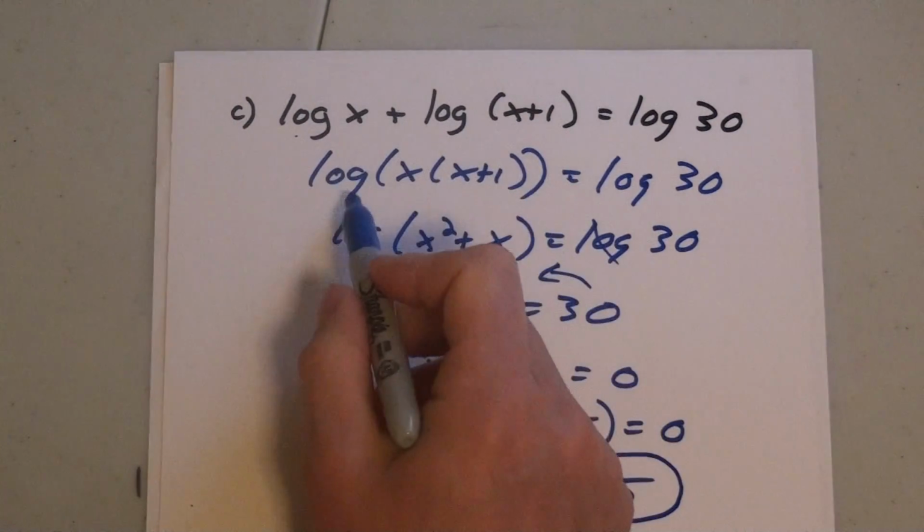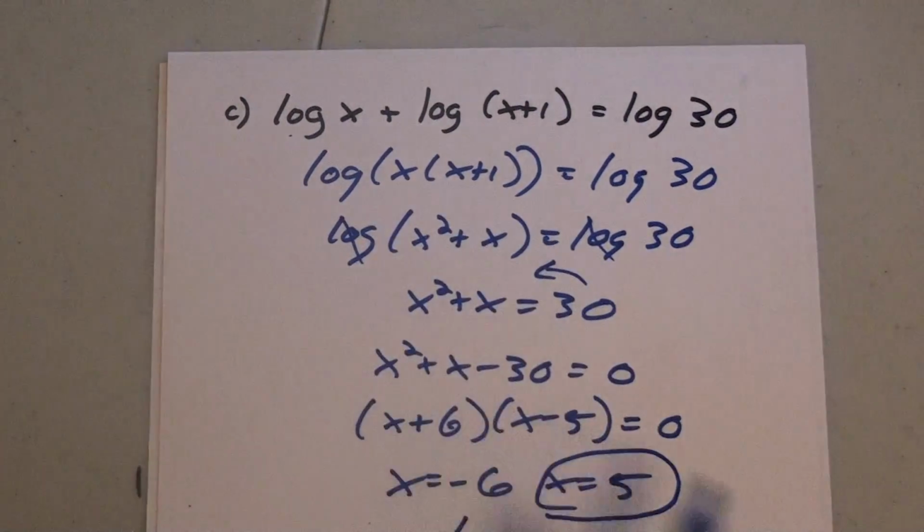Again, I got two logarithms, combined them into one, and then I was able to cancel out the logarithm on either side.